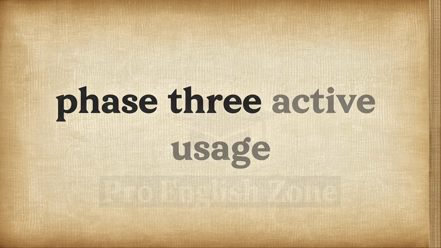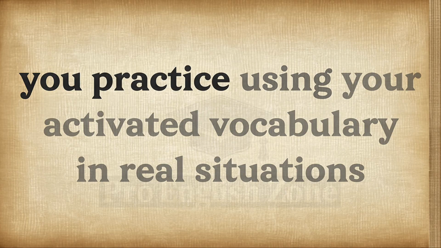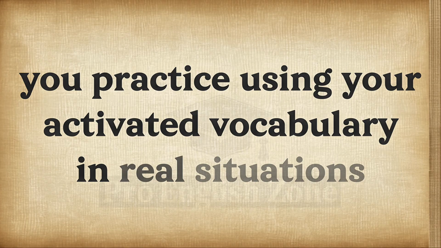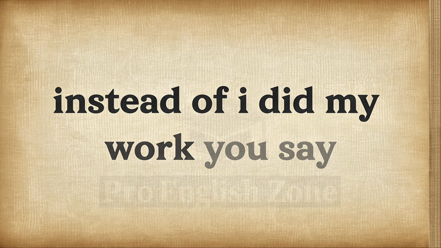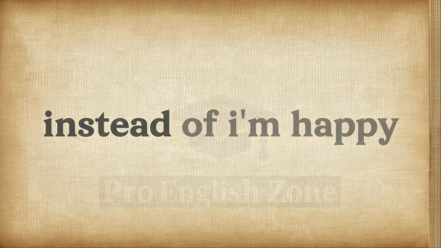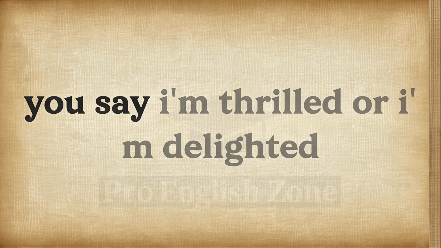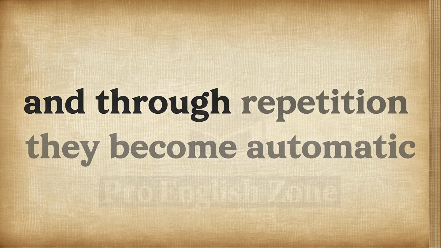Phase 3. Active usage. In the final 2 months, you practice using your activated vocabulary in real situations. You describe your day using varied vocabulary. Instead of, "I did my work," you say, "I accomplished my tasks." Instead of "I'm happy," you say "I'm thrilled" or "I'm delighted." You force yourself to use different words, and through repetition, they become automatic.